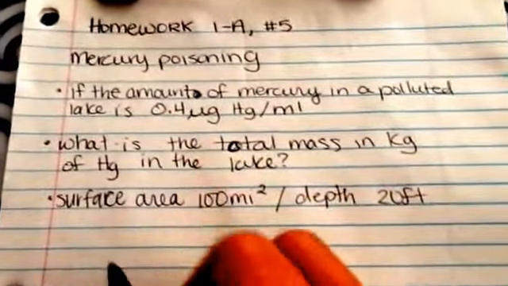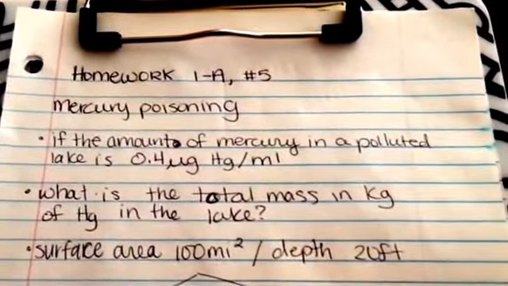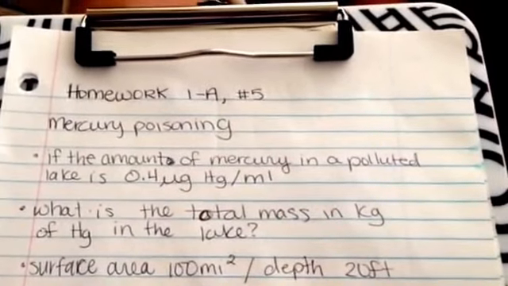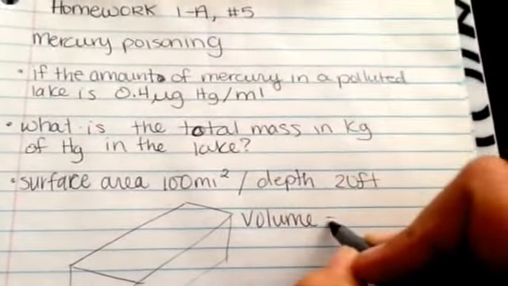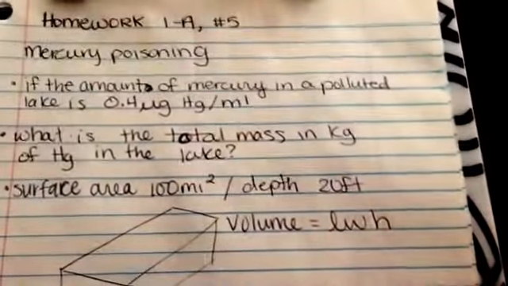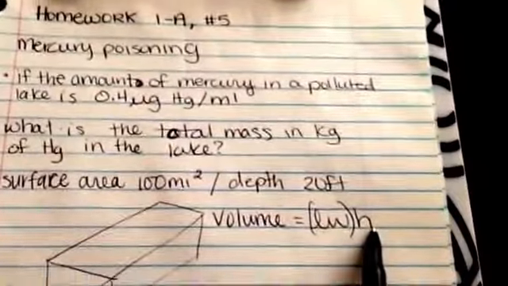So we can kind of picture our little shape. We're going to simplify the shape of a lake to be a little rectangular prism, okay? And we know that the volume of a lake is going to be kind of like length times width times height. Length times width is taken care of with our surface area. The depth is going to be the height.